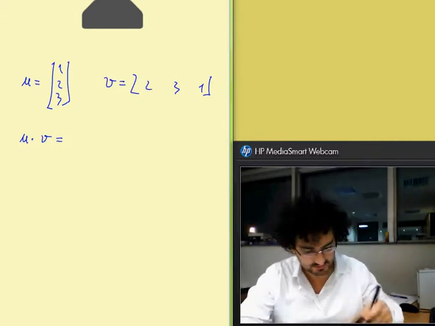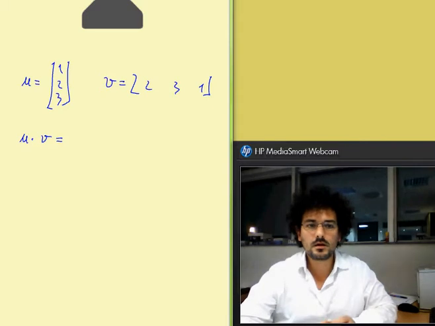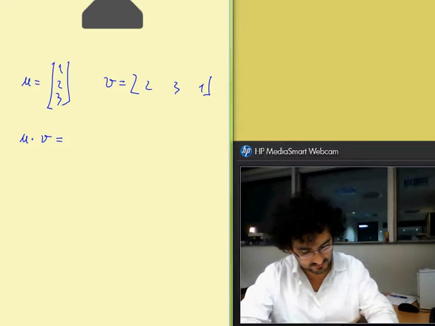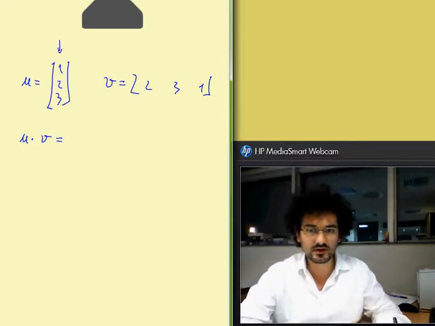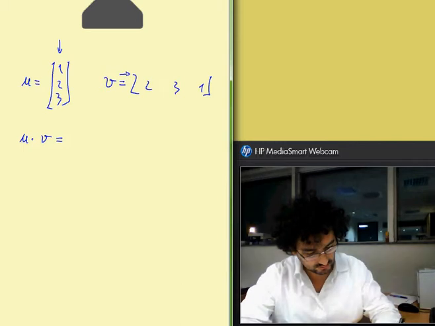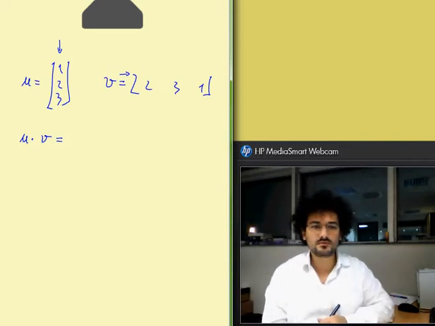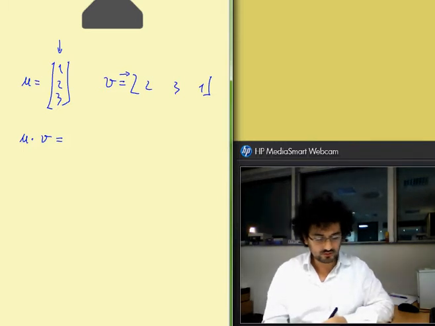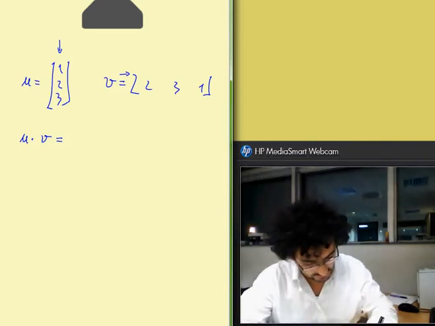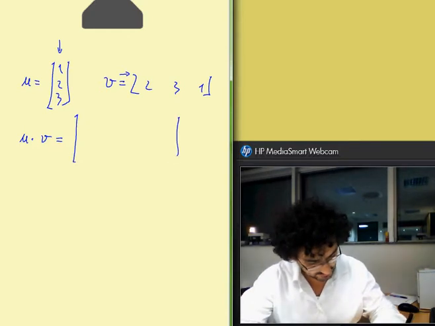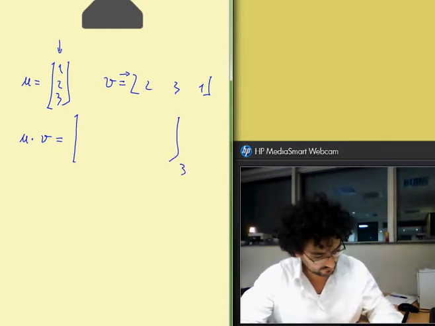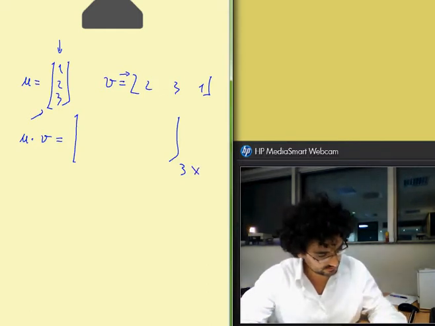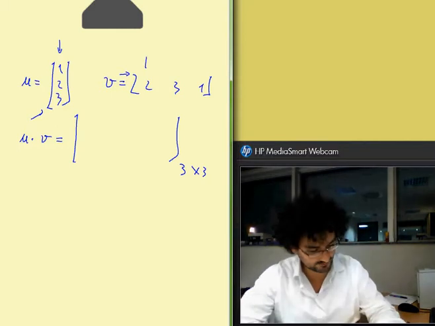It's possible to consider this operation because the number of columns of the first matrix, which is a column vector, is 1, and is equal to the number of rows of the second matrix, which is a row vector, which is also 1. If we want to compute this result, the final result will be a matrix with the number of rows of the first matrix, which is 3, and the number of columns of the second matrix, which is 3.